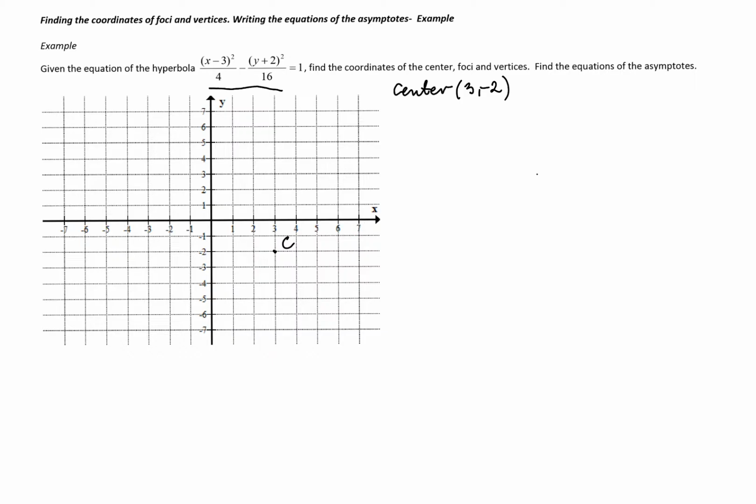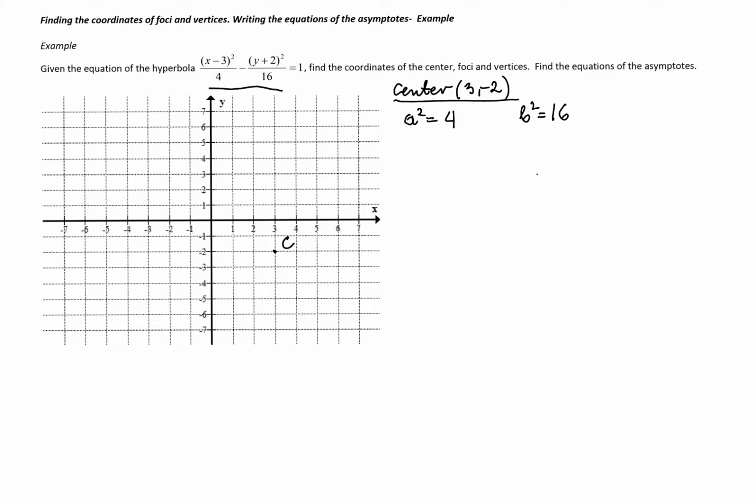Also, if you are looking at this equation, you can notice that the minus sign is in front of the term with y, which means that the vertices and foci are on the line that is parallel to the x-axis. And this also tells us that the value in the denominator underneath the x term is the value of a squared, and the number in the denominator of the y term is b squared. So b squared is 16.